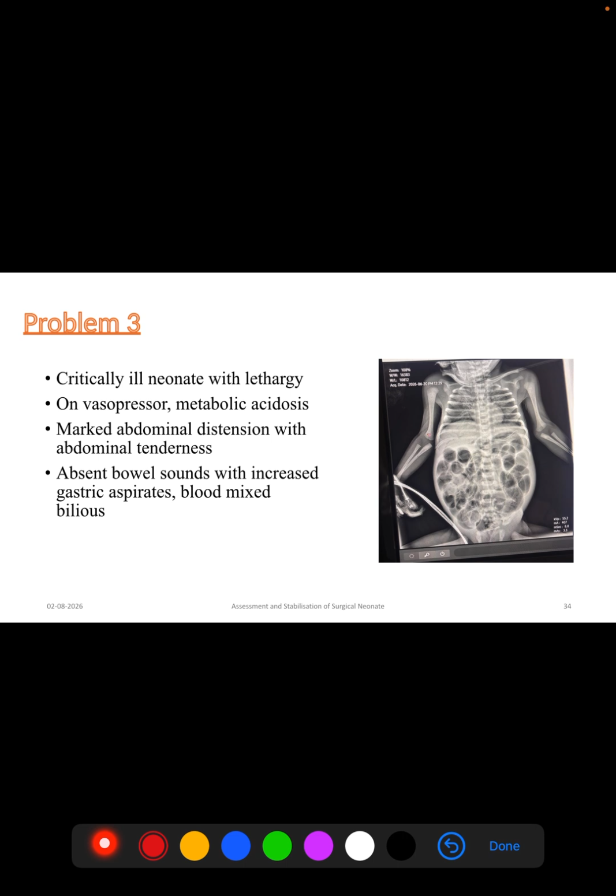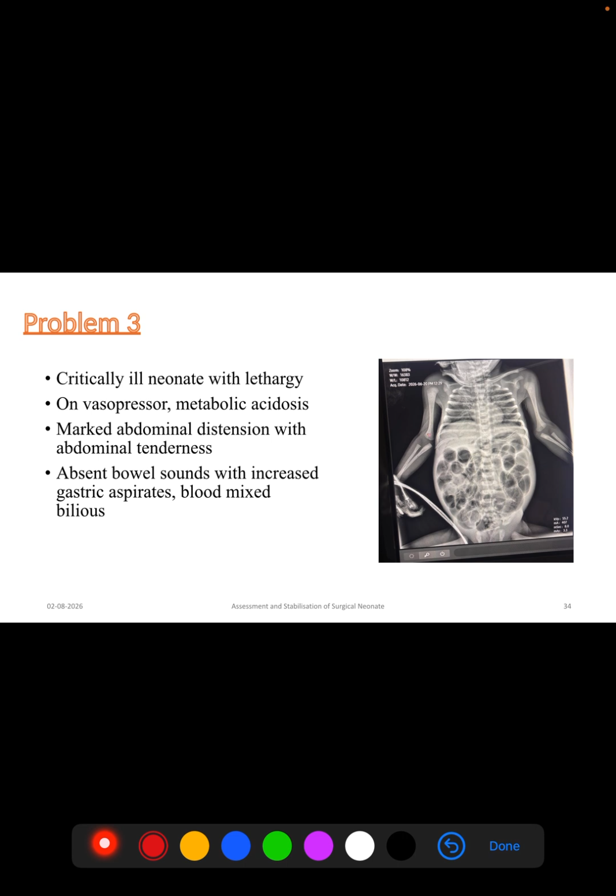The baby is sick on vasopressor, there is metabolic acidosis, marked abdominal distension with abdominal tenderness, and there is absent bowel sound with increased gastric aspirate which are blood mixed and bilious. And you will do X-ray, you will find that there is pneumatosis intestinalis and there is portal venous gas also seen in there, but there is no perforation. So you have to manage these conditions with antibiotics, with upgraded antibiotics, with vasopressors wherever required.